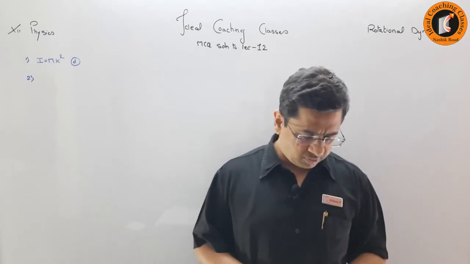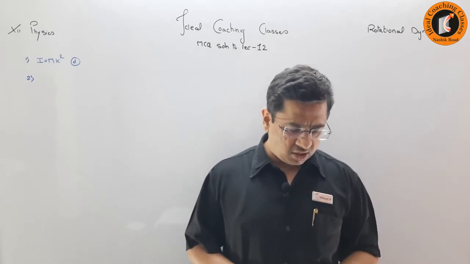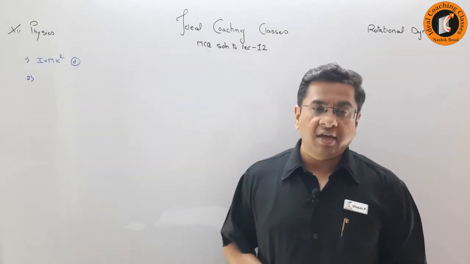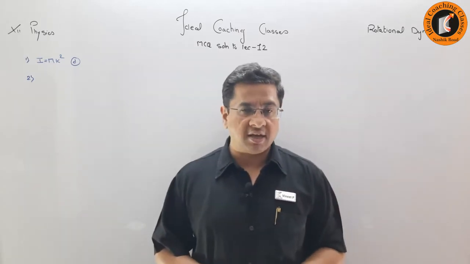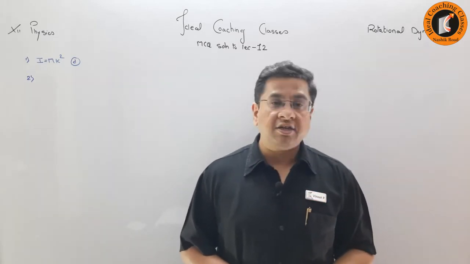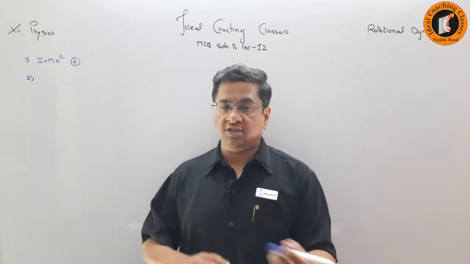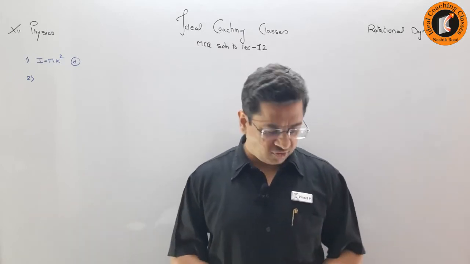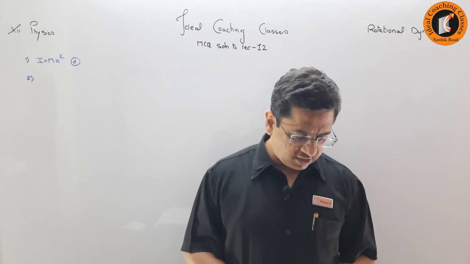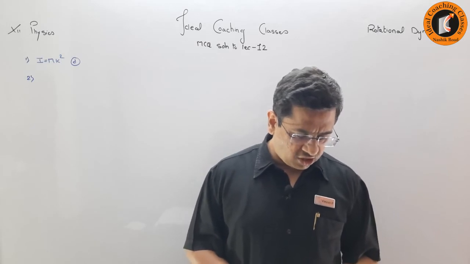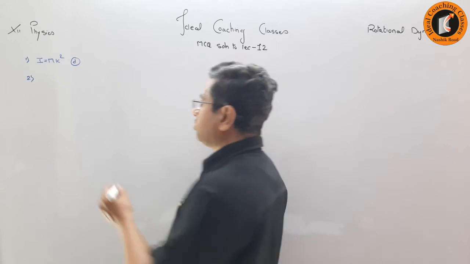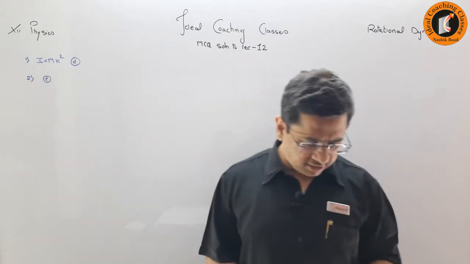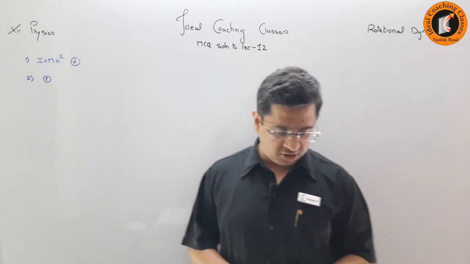Second question: the radius of gyration of a body depends upon dash. It depends upon the axis of rotation, because for every axis of rotation k will be different, and the distribution of mass about that axis of rotation. Therefore the answer is the axis of rotation and distribution of mass about the axis of rotation. The answer is C, third option.